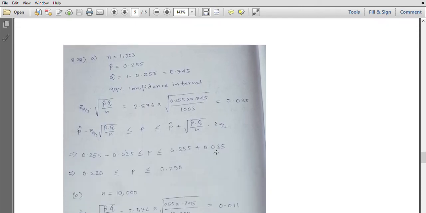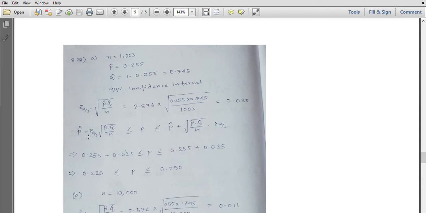So of course our sample size is 1,003. P hat will be 25.5%, which is the probability of success in the sample, right? So this comes out to be 0.255 because we are converting it into a fraction, and Q hat will be 1 minus P hat, so 0.745. A 99% confidence interval means the Z value will be 2.576. The other values we are just inputting, and the formula for the confidence interval looks fairly simple, same as before.